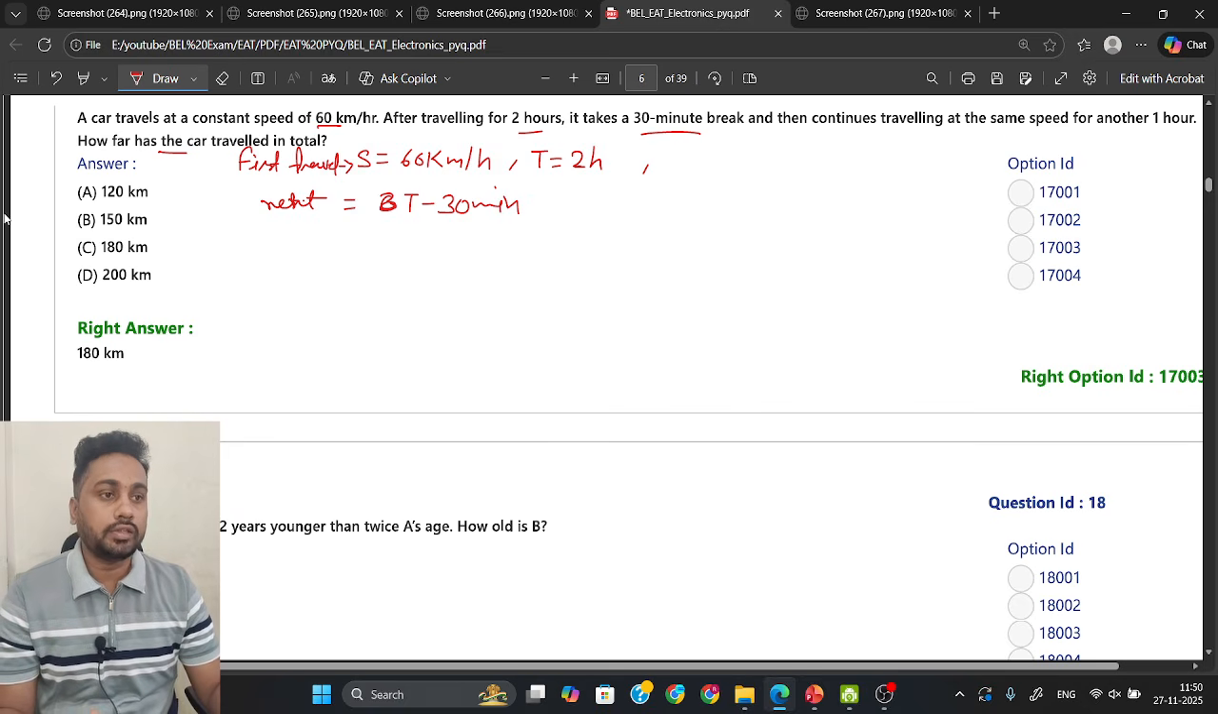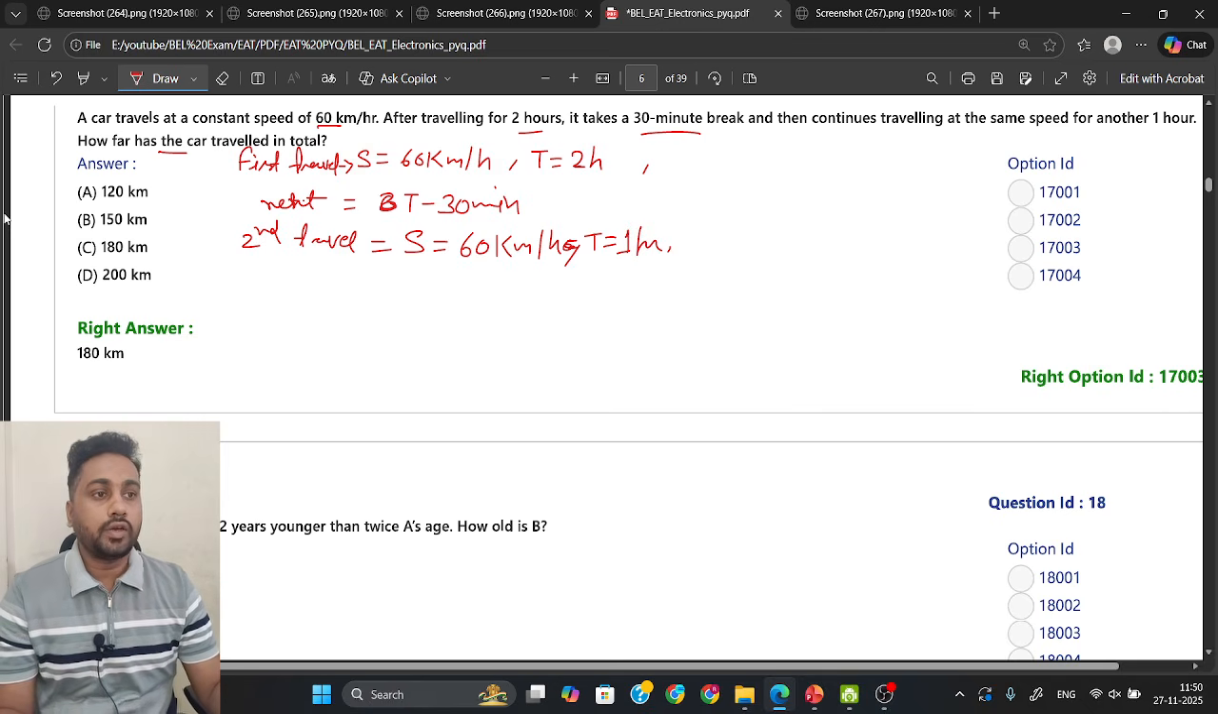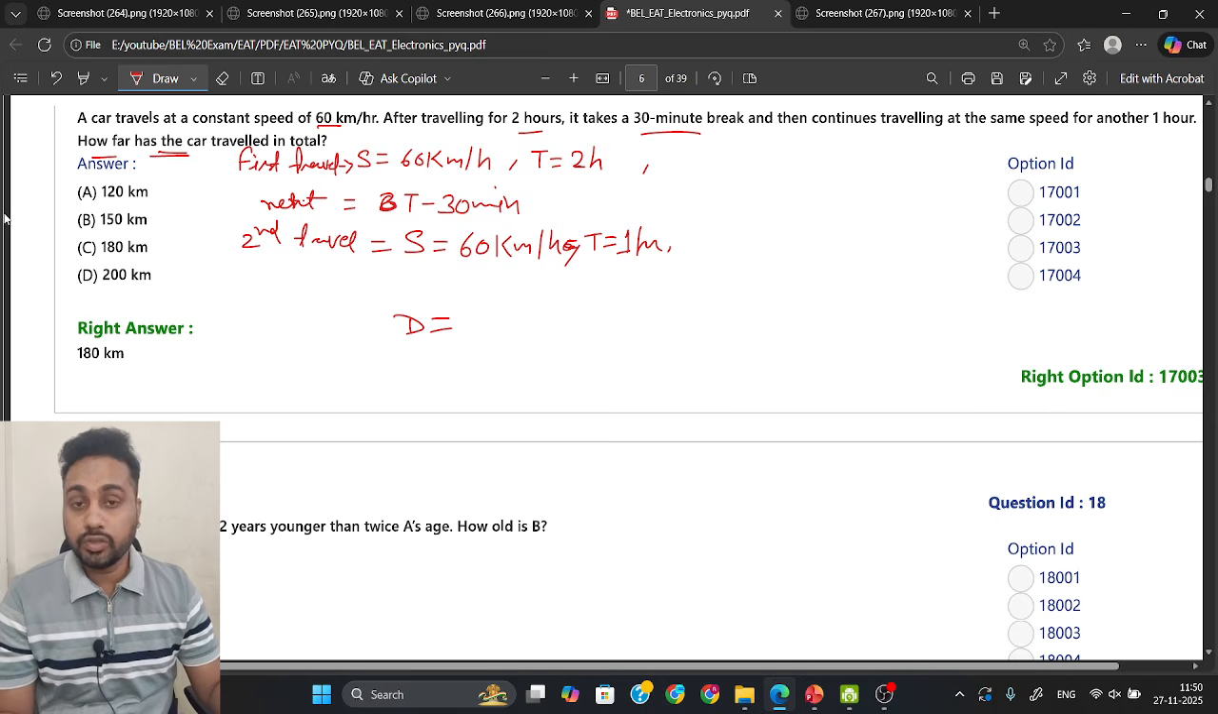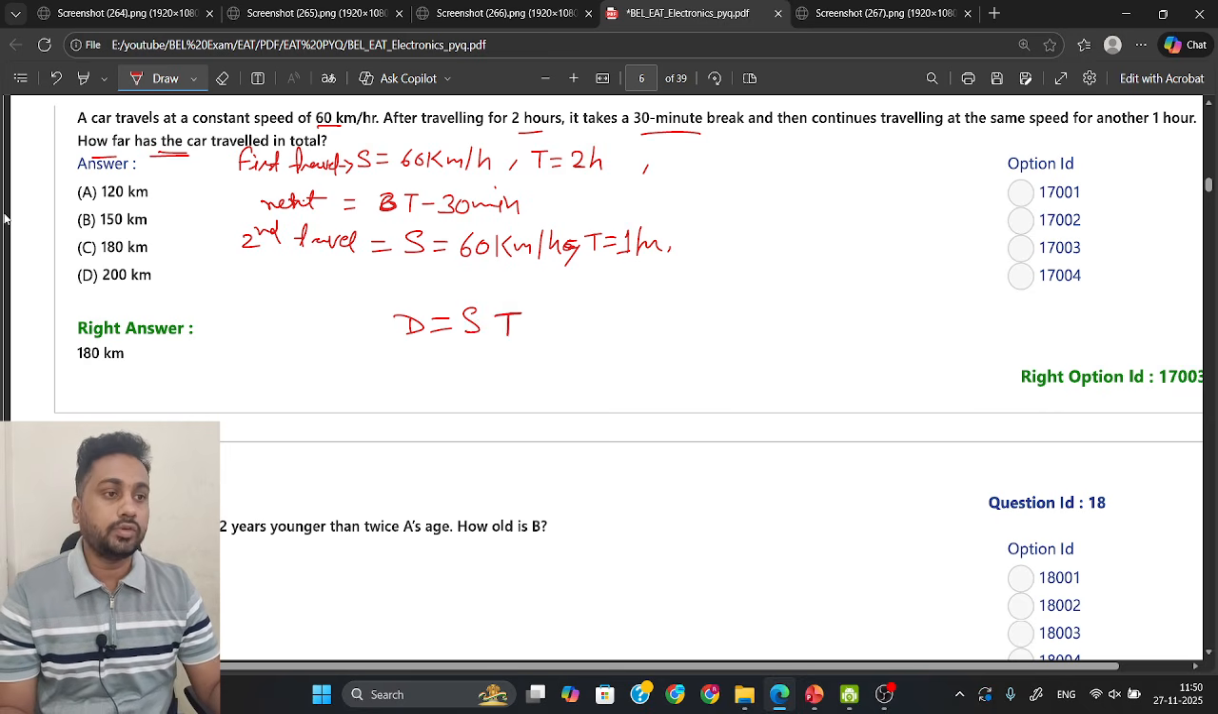After that, it started the second traveling. Second traveling it started with the same speed, that is 60 kilometers per hour. And this time he is taking 1 hour, it is mentioned. Now the question is how far the car travels. So total distance he is asking how much traveled. So we know distance is equal to speed into time.